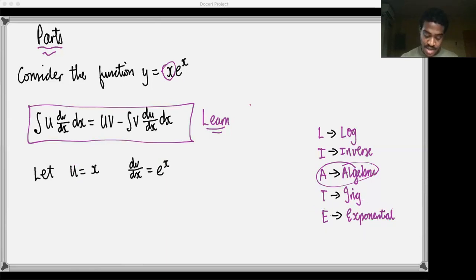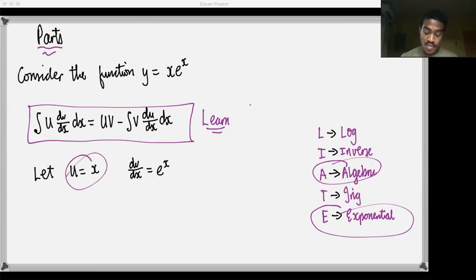That is what I'm saying. Because x is algebraic, and algebraic in the LIATE acronym is found before E, exponential, the algebraic function, which is x, would gain preference to be u. And therefore, as a result of that, dv on dx has to be e to the x.